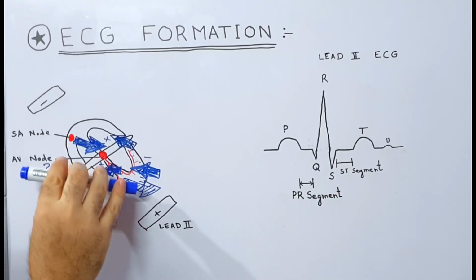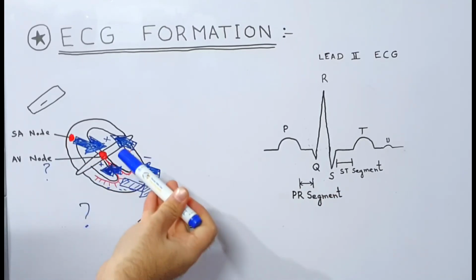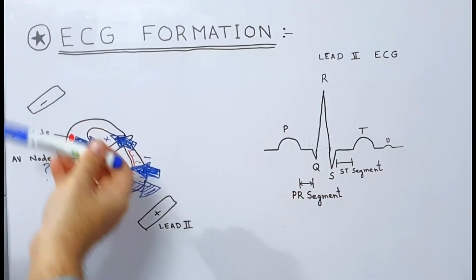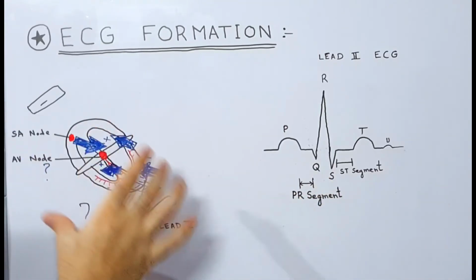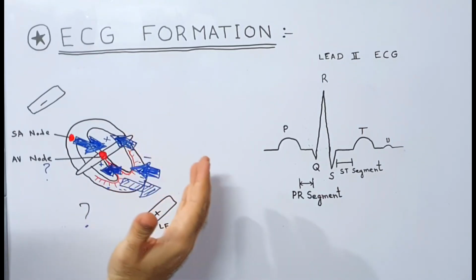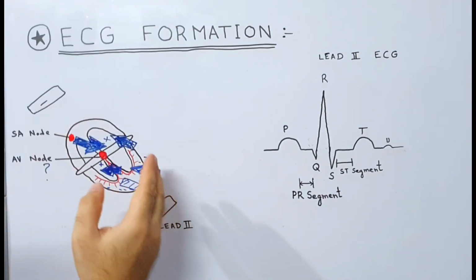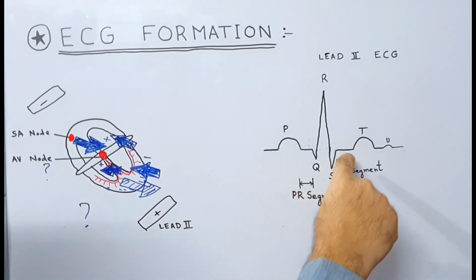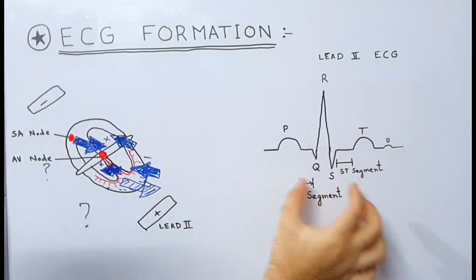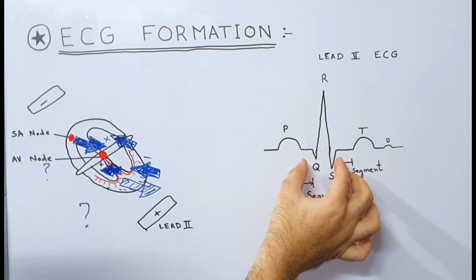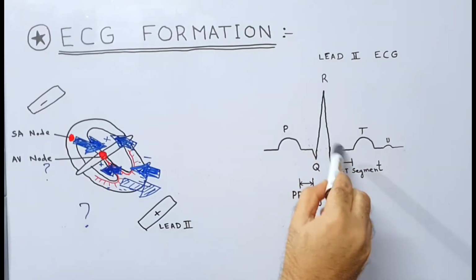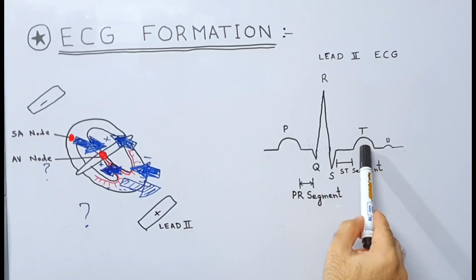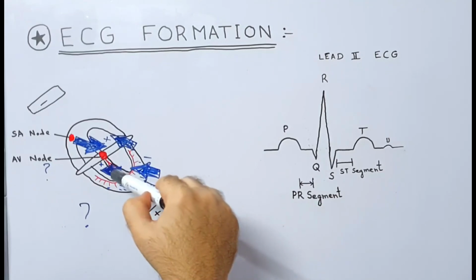The resultant vector is in this direction. Then when the bases of the ventricle are depolarizing, we get an S wave and the resultant vector is in this direction. After that, when the ventricle is repolarizing, the repolarization starts from outwards and moves inwards. It is a negative sign vector and it is moving away from the positive electrode. Therefore, we get a positive deflection. So these three waves, QRS, are collectively called QRS complex. QRS complex is the time when ventricle is depolarizing, and T is the wave formed when ventricle is repolarizing.